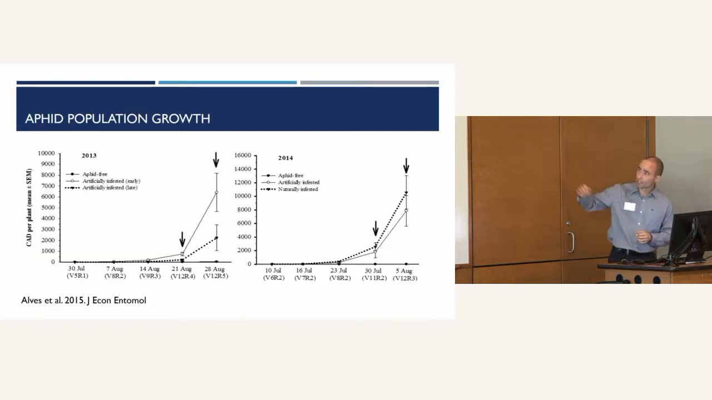And here you can see aphid population growth over time in these plots from 2013 to 2014, starting out with 0 aphids per plant in July, and then toward August, we're at thousands of aphids per plant. So you can see the reproductive potential of these insects. And we were able to get some variability in aphid populations across those different plots that we had.